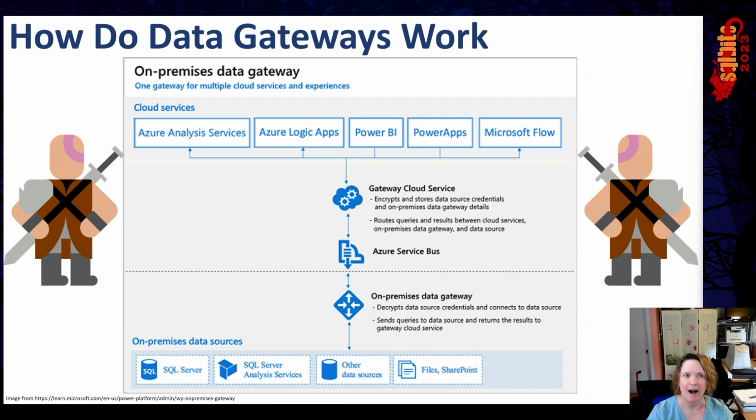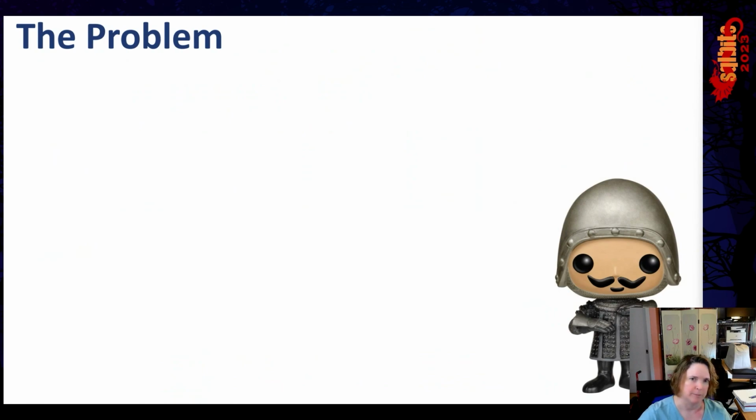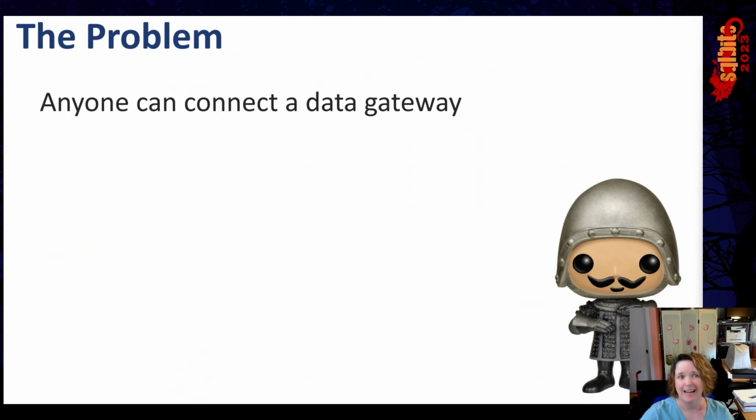All right, so now we're all on the same page. We know what gateways are. We know what they do, how they work. So let's talk about the problem. Well, the first problem is that anybody can connect a data gateway. If you can log into Power BI in the service, you can connect a data gateway to your tenant by default.